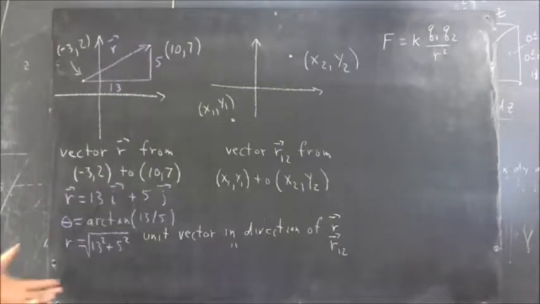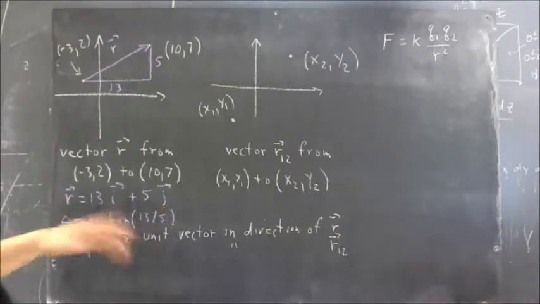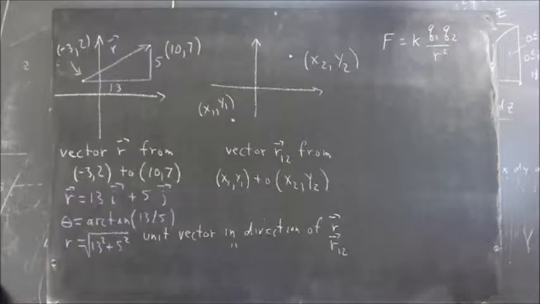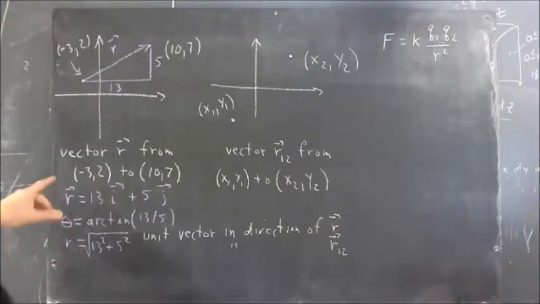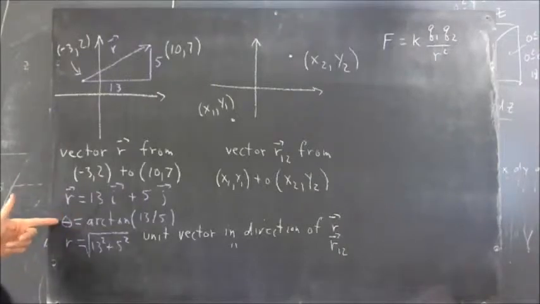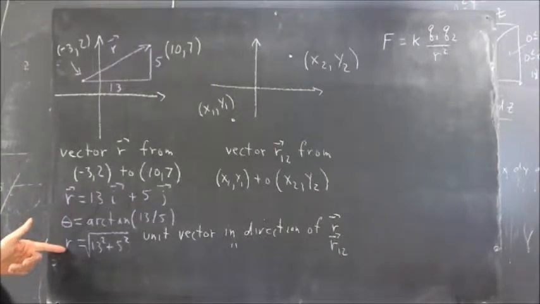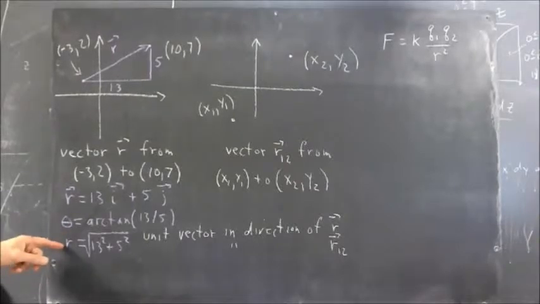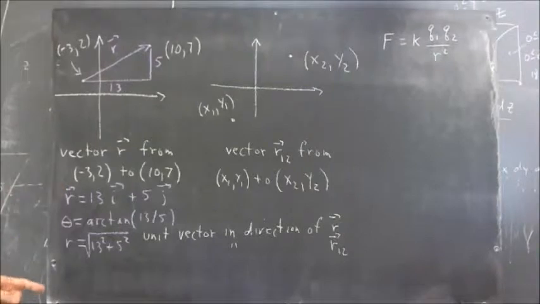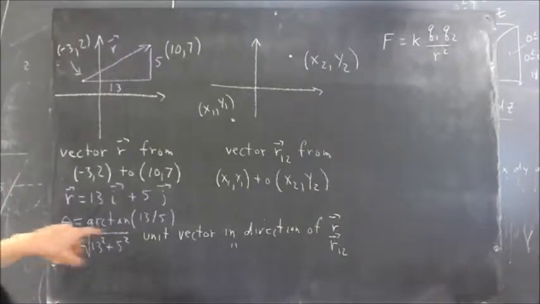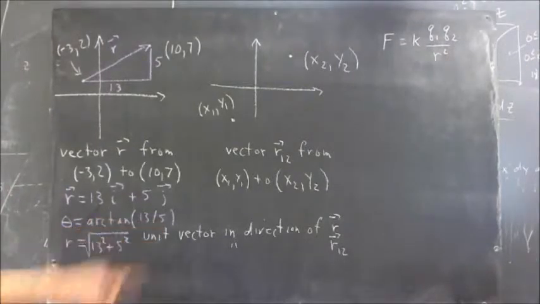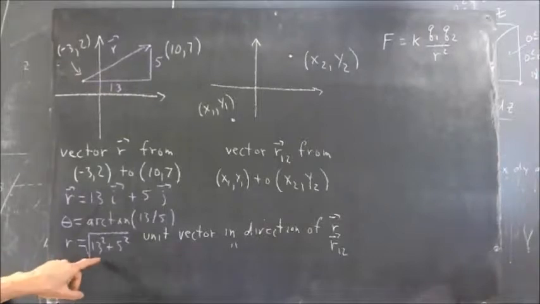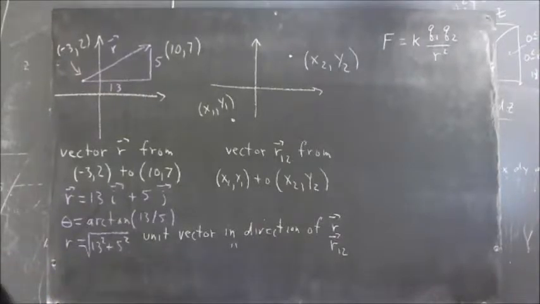And of course, I fully expect that you understand the i and j vectors by this point in the course. If not, go back to the first chapter of the text and review it. You can also specify the vector by specifying its angle and its magnitude, the magnitude being represented by just the letter r without the arrow over it. The angle is arctangent of 13/5, and the magnitude is the square root of 13 squared plus 5 squared.